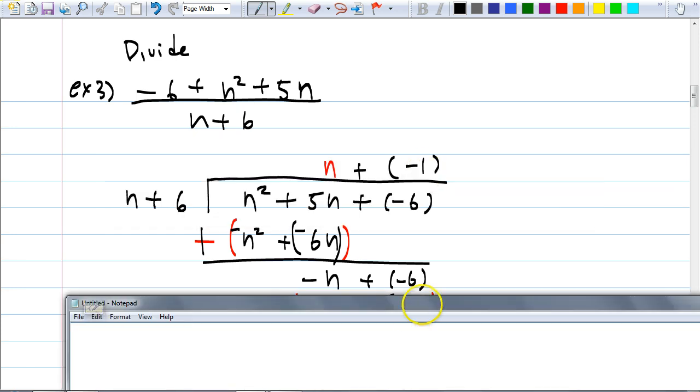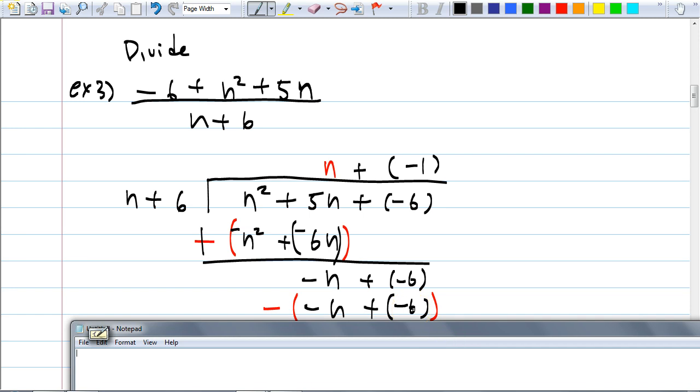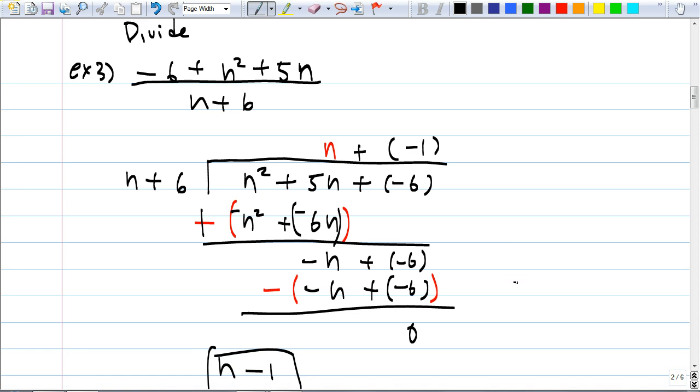So when you plug in -1, I get n times -1 is n plus, what's 6 times -1, class? No, 6 times -1 is not 6. 6 times -1 is -6. And of course you get, when you subtract, yeah, you get 0. What's the answer? n minus 1.